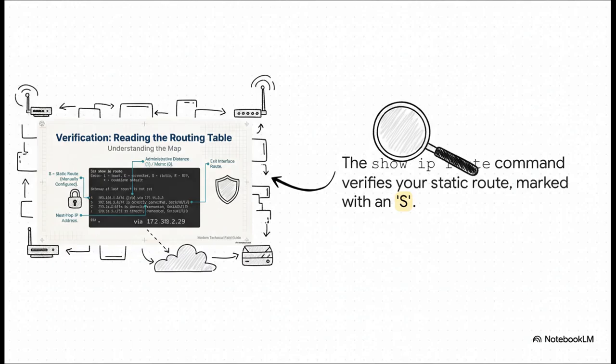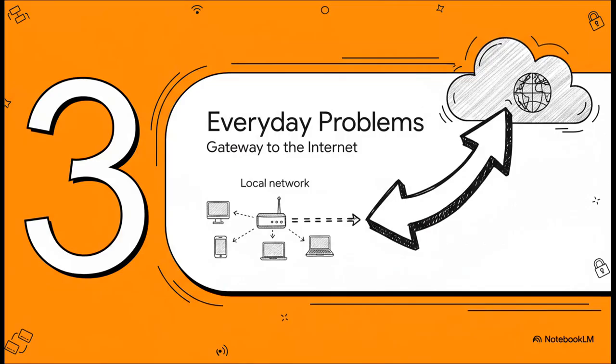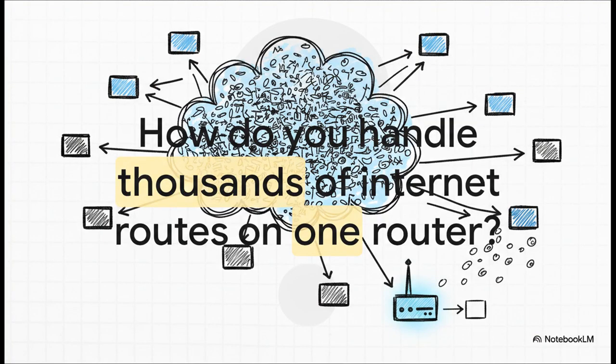And of course, how to get there, via the next hop IP address. Okay, theory is great and all, but let's talk about how we use this in the real world. Let's solve one of the most common networking problems out there, giving our local network a gateway to the entire internet. I mean, really think about that for a second.